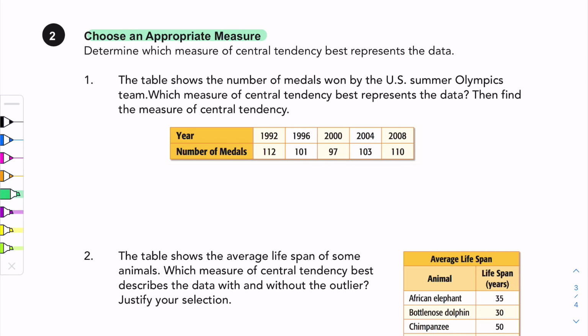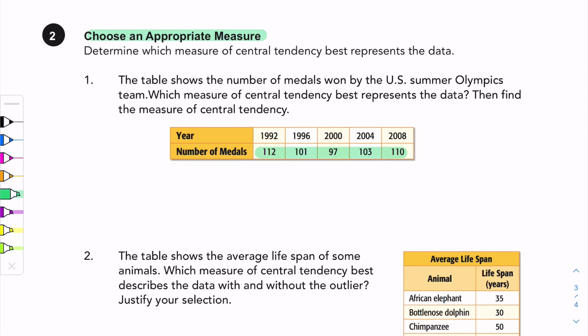Number 1 says the table shows the number of medals won by the U.S. Summer Olympics team. Which measure of central tendency best represents the data? Then find the measure of central tendency. So we're looking at the number of medals. It looks like in 1992, we won 112 medals, then 96, 101, in 2000, 97, in 2004, 103, and in 2008, 110.